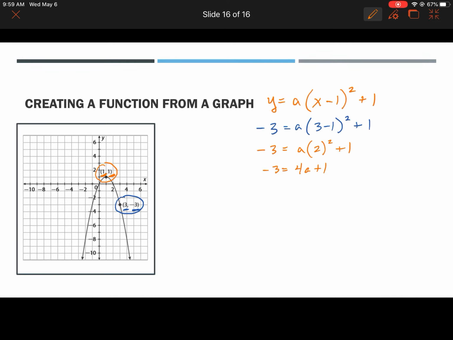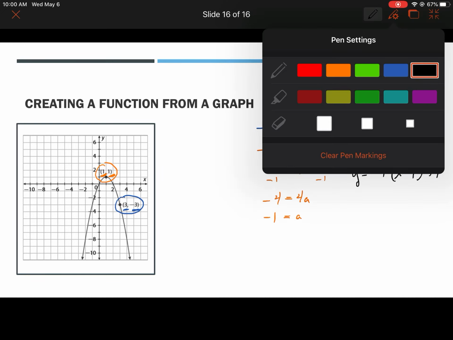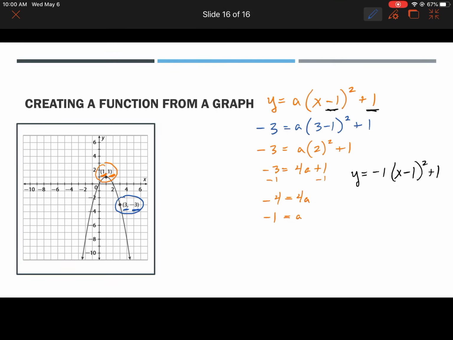So subtract 1 from both sides, which is going to give me a negative 4 equals 4A, which you can probably do in your head. That means A is negative 1. Okay, so now we have all the information we need. We're just going to write this in vertex form. So y equals negative 1 times x minus 1. Remember, we're using this here that we started with, squared plus 1. So this is the vertex form. So if that's what I was asking you to do, you'd be done at this point.